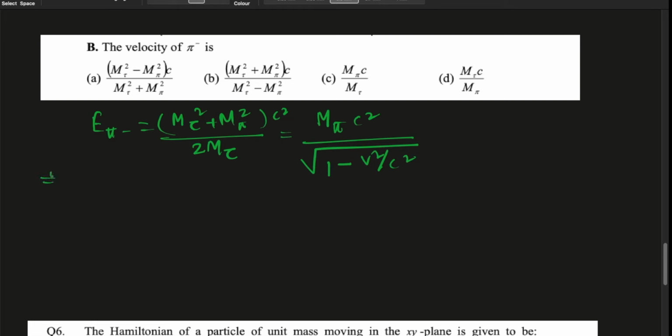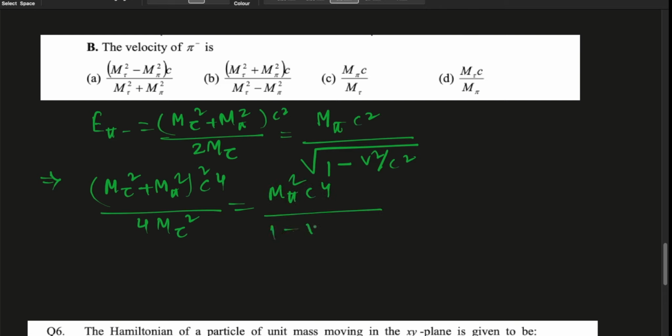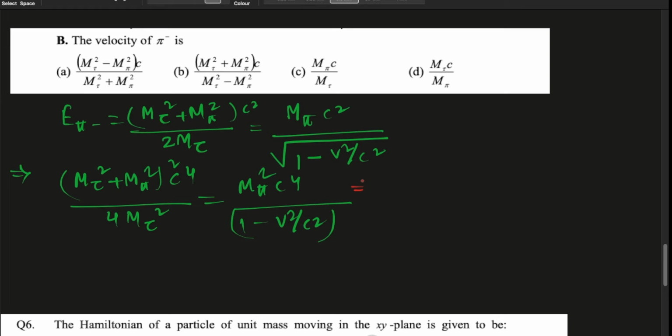So what you need to do is m tau square plus m pi square c to the power 4, 4 m tau square is equal to m pi square c to the power 4 into 1 minus v square by c square. So from this point you can solve this equation. It's not very difficult.